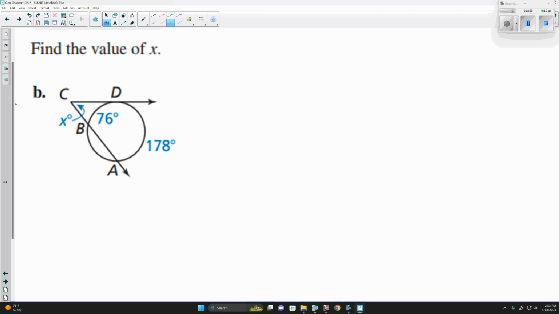Now this one here, is x inside or outside? Outside, the two lines intersected outside. So what it's telling us is that this angle here is still equal to half the measure of the two arcs, but the two arcs are being subtracted. Now which one's going to go first, 76 or 178? And we would subtract them, yes?